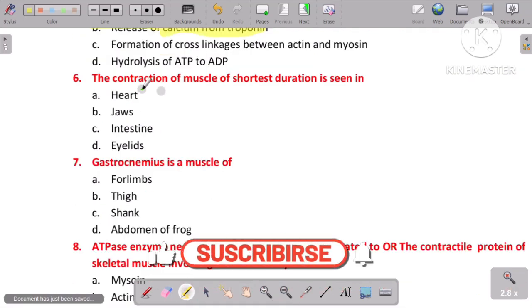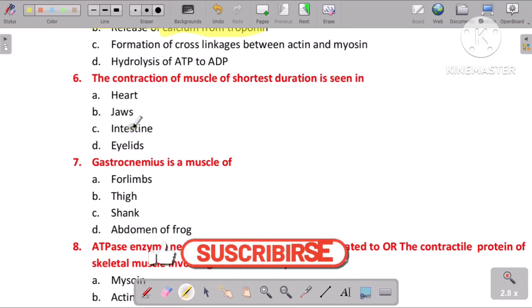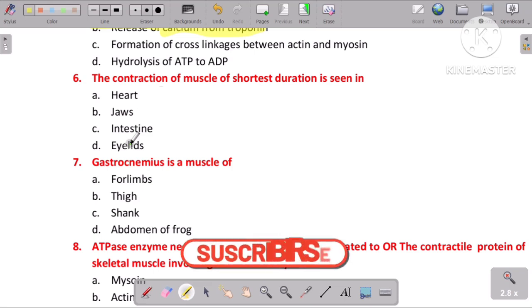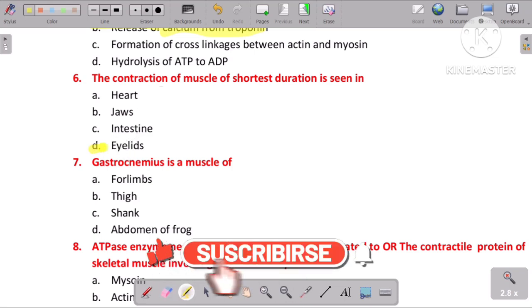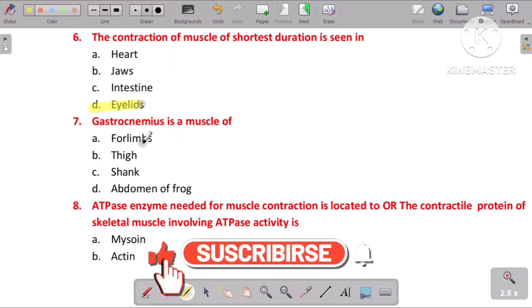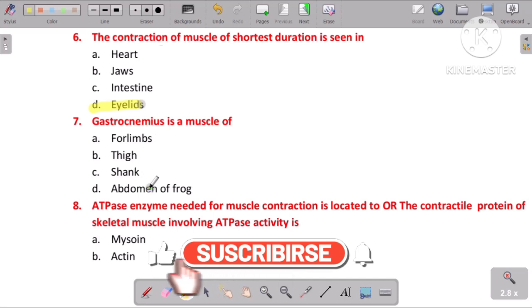So the next question is the contraction of muscles of shortest duration is seen in option A heart, option B jaws, option C intestine, option D eyelid. So beta, the right answer is option D eyelid. So the next question is MCQs is a muscle of option A forelimb, option B thigh, option C shank, option D abdomen of frog. So beta, the right answer is option C shank.